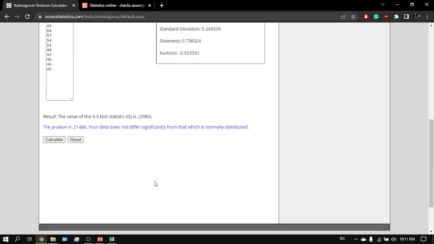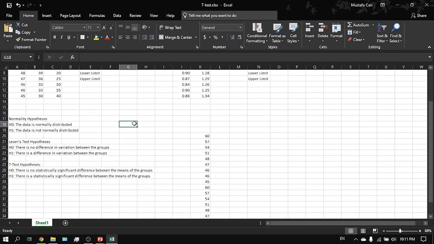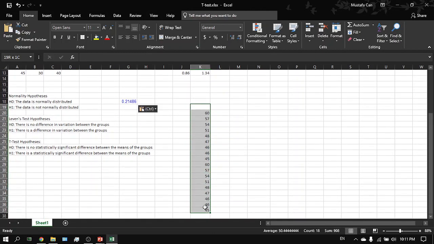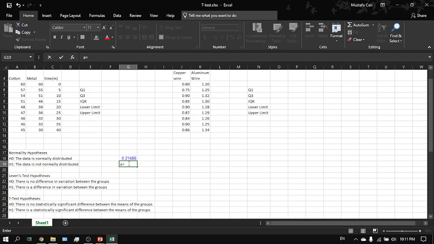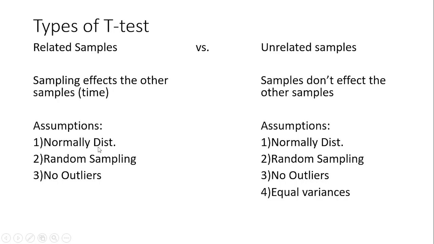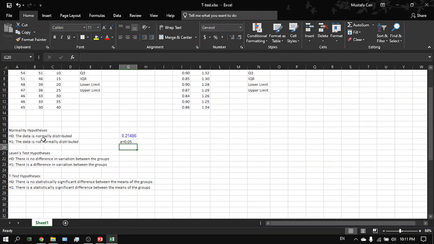Let's see, calculate p. So p is this. I take the p value. I can move this here so that it wouldn't mess with me. P value is this, alpha value is that, 0.05. It's fine. So we did the normality test for normal distribution. We see if the P is below 0.05 or above 0.05, let's remember that part.